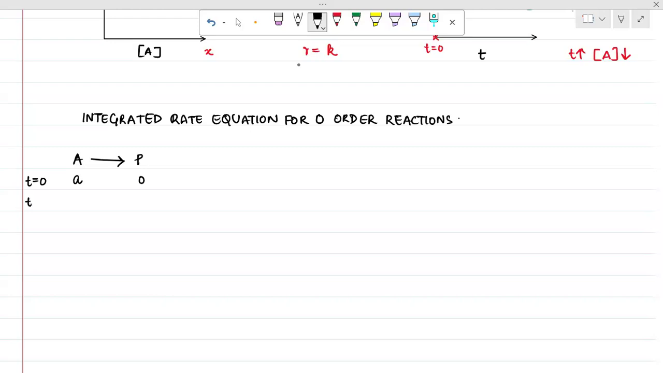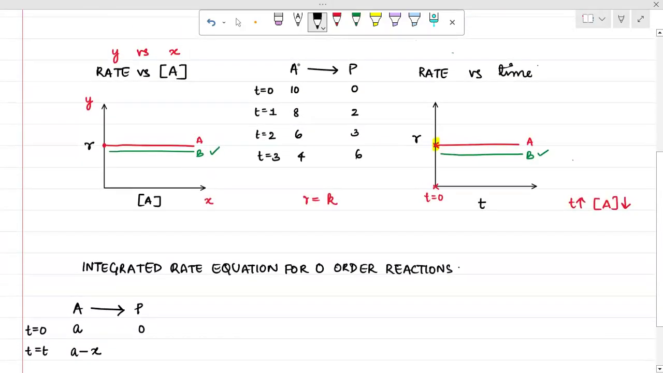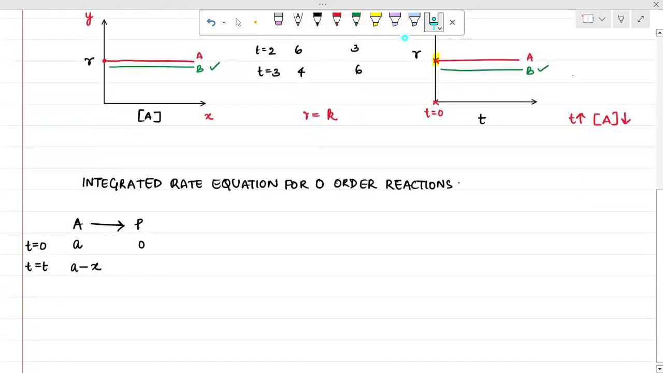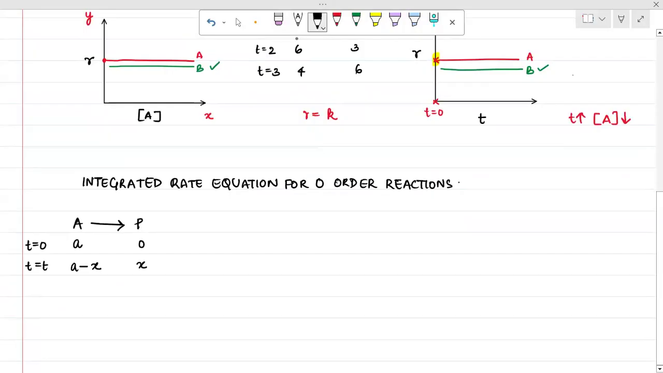And after some time t, this reactant has reacted. How much? Let's say x amount has reacted, some amount. We don't know. In this case over here, it was 10 initially, 0 products. Then 2 units have reacted, 10 minus 2, and we got 8. And whatever reacted will appear over here, x. So you have to understand how this works based on stoichiometry.